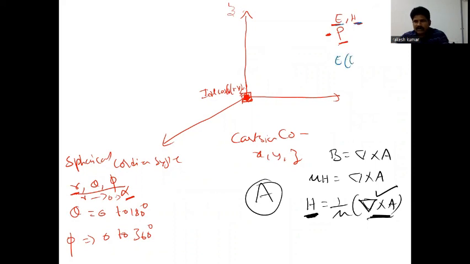Electrical field means you want to calculate E_r, E_theta, E_phi. Similarly, H means H_r, H_theta, H_phi. Broadly, how many components are there? Six components. Let us see how many components will exist.